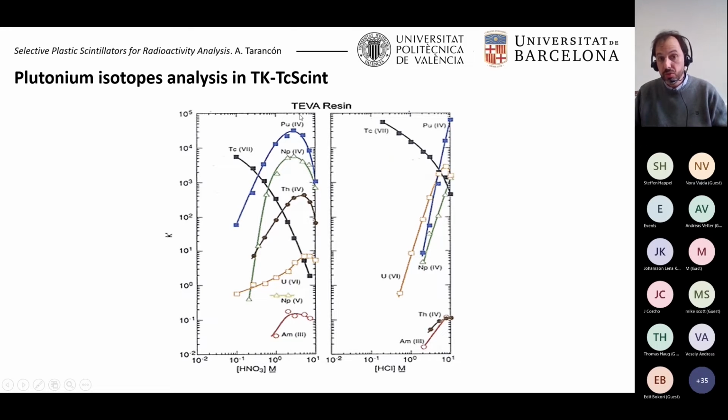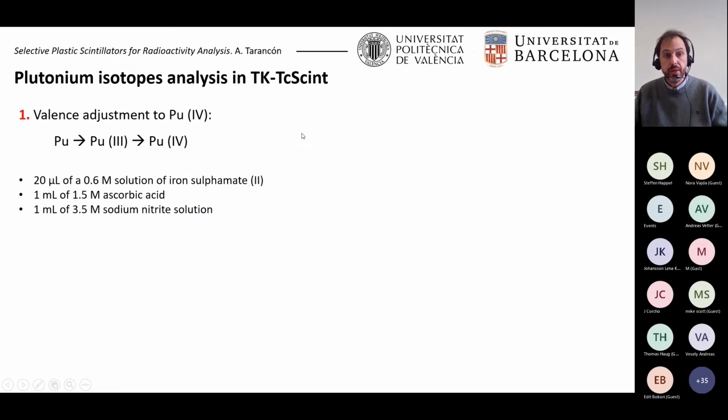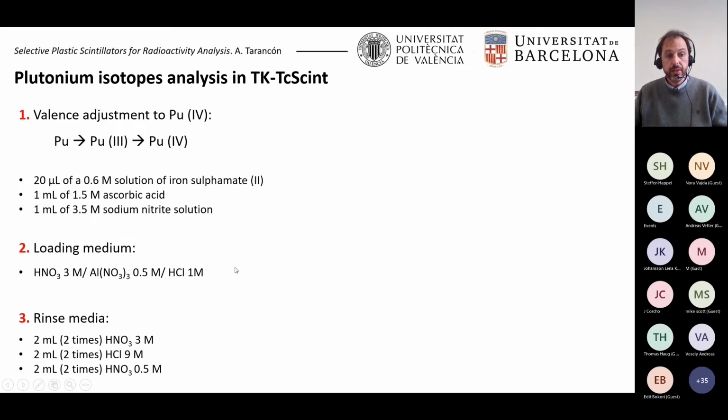As the plutonium has to be in plutonium 4, first it is needed to do the valence adjustment to plutonium 4, and then the sample is loaded in a medium including nitric acid, aluminum nitrate, and also hydrochloric acid. The column is rinsed first with nitric acid, then with hydrochloric 9 molar, in this case to remove thorium that can become retained, and finally to remove neptunium, 0.5 molar nitric acid.